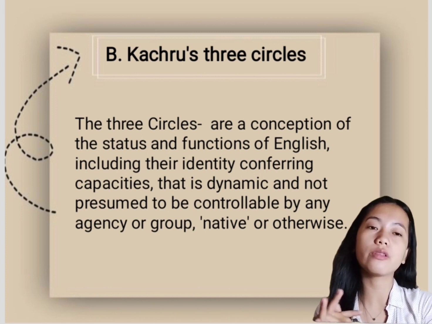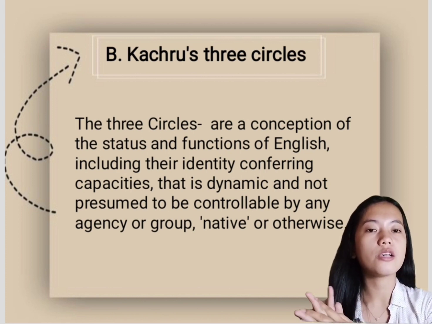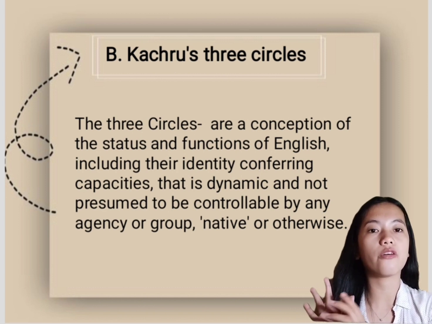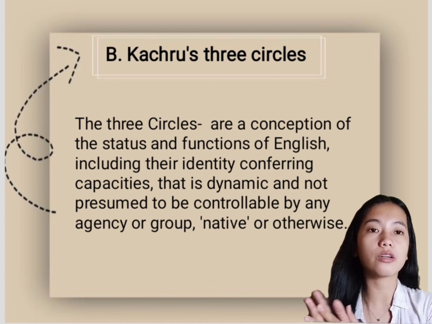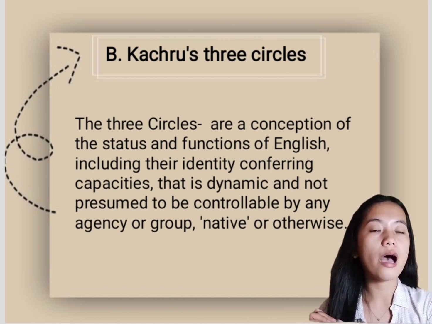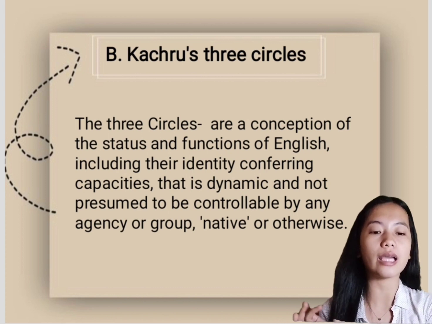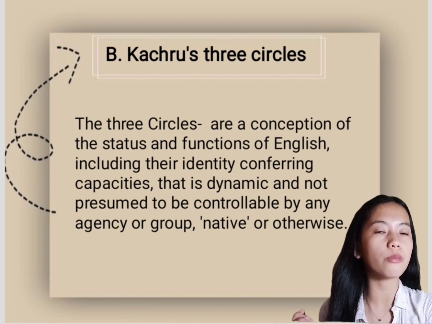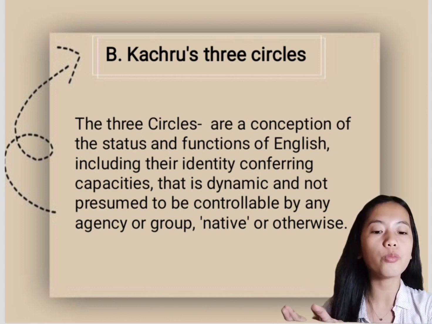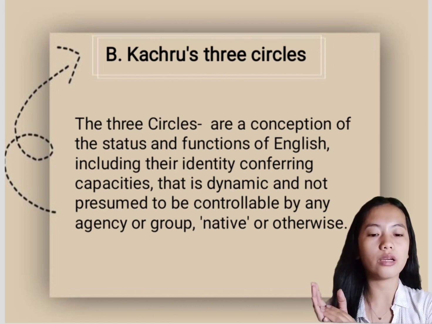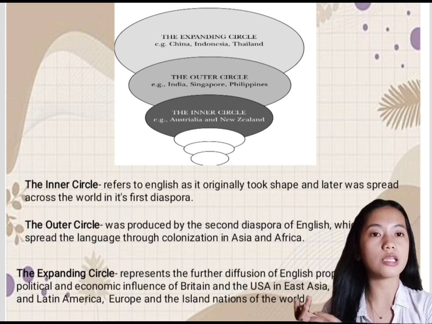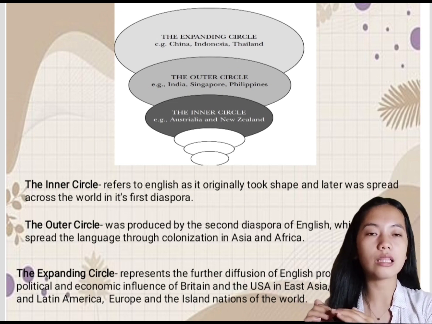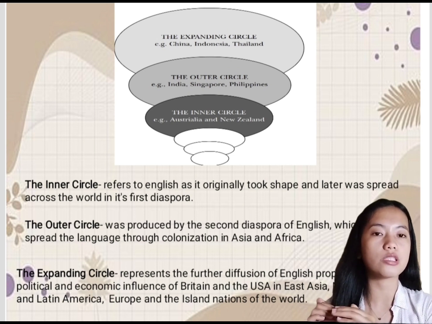At this point, I am going to discuss Kachru's three circles. Kachru's three circles consist of the inner circle, the outer circle, and the expanding circle. The three circles are a conception of the status and functions of English, including their identity-conferring capacities, that is dynamic and not presumed to be controllable by any agency, group, native or otherwise. So the inner circle refers to English as it originally took shape and later was spread across the world in its first diaspora.